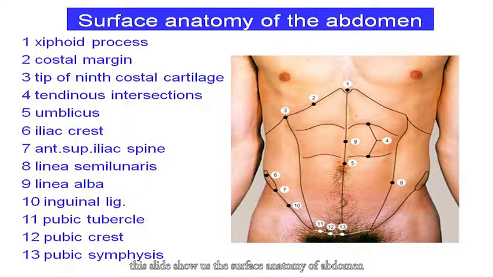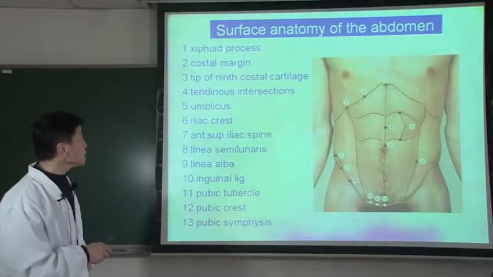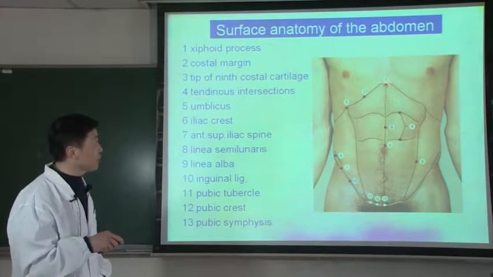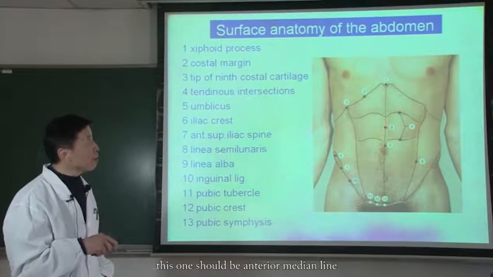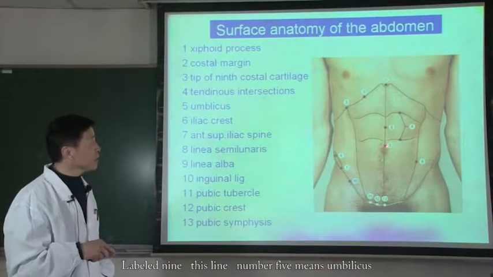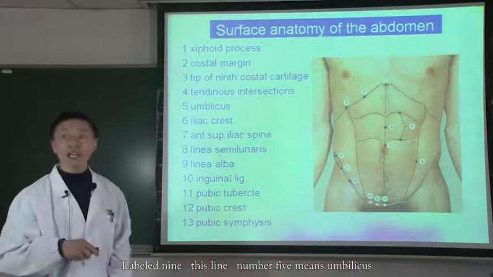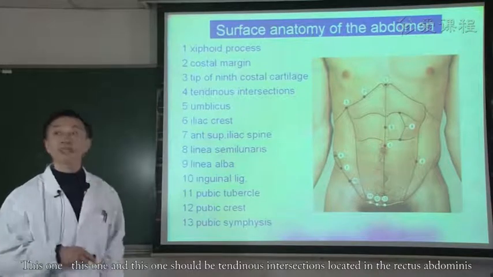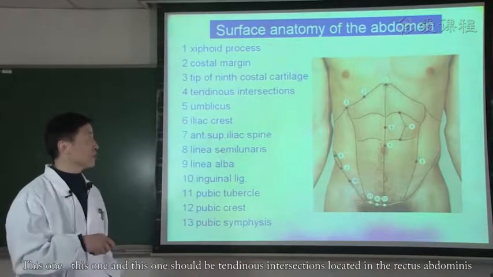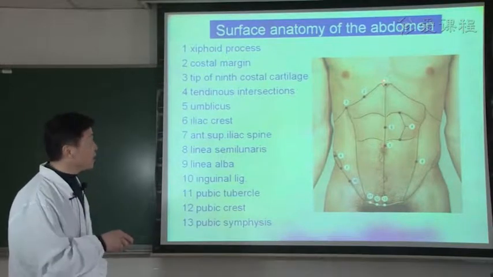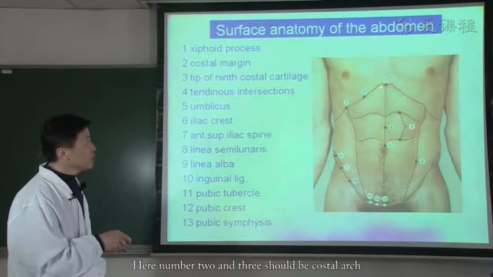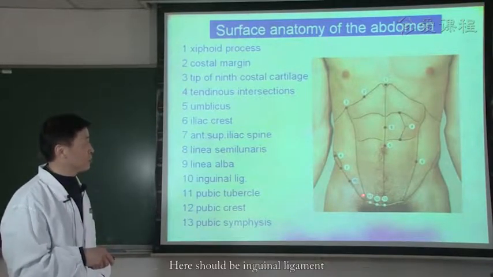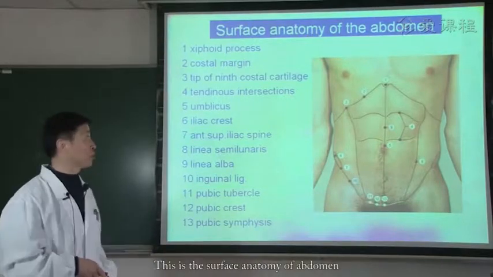This slide shows us the surface anatomy of the abdomen. Number one means the xiphoid process. This one should be the anterior median line. Labeled 9, this line. Number five should be the umbilicus. This one should be the tendinous intersection, located in the rectus abdominis. Here, numbers two and three should be the costal arch. Here should be the inguinal ligament, etc. This is the surface anatomy of the abdomen.